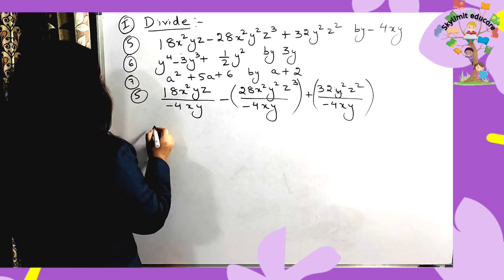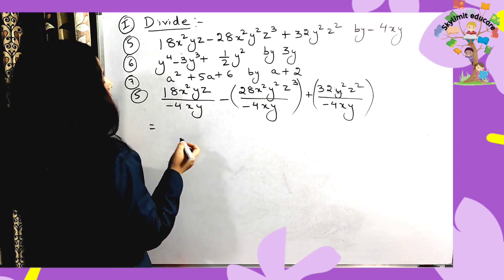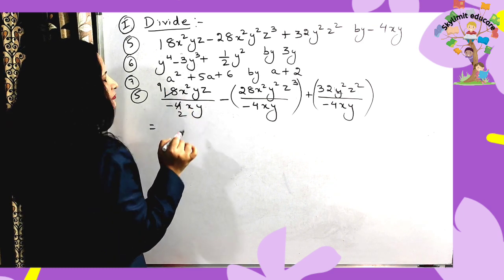Okay? Now we'll be solving it. You are going to divide 18 by 4. So 2 9s are 18, 2 2s are 4.